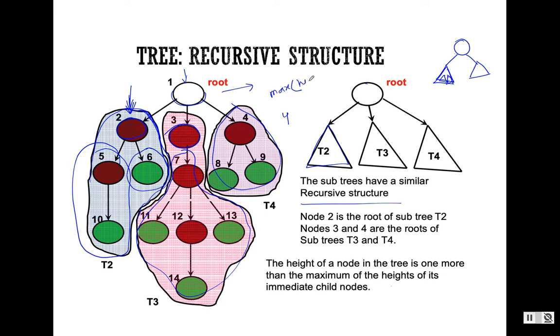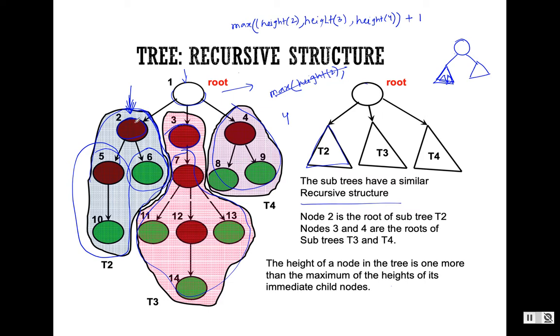Root height of 2, okay, so let me write that. So max of height of node 2, height of node 3, and height of node 4, okay. So this max value plus 1, so the height of a node in the tree is one more than the maximum of the height of its immediate child nodes.